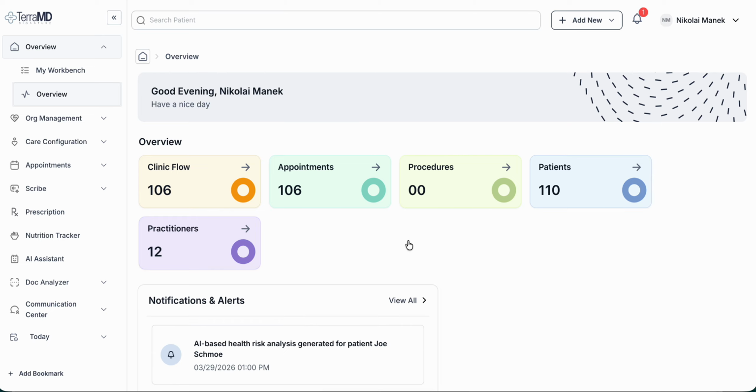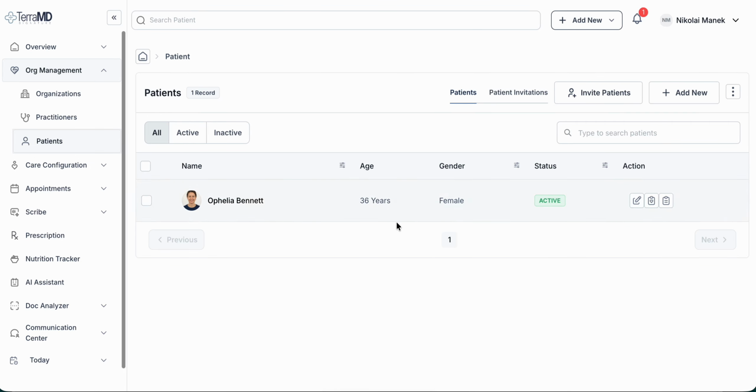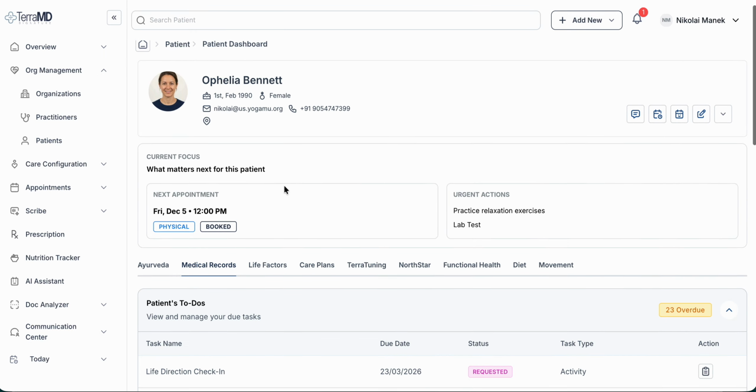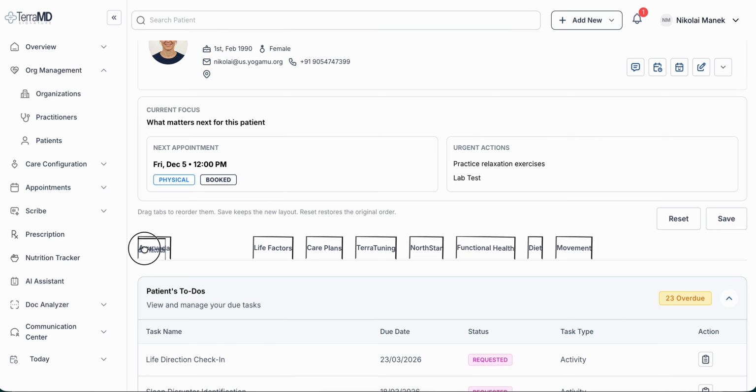So here's an overview: patients, appointments, clinic flow, patient overview. This is right now in demo mode, so there's only this one patient. If I look into this patient, I can rearrange those tabs here, like this.